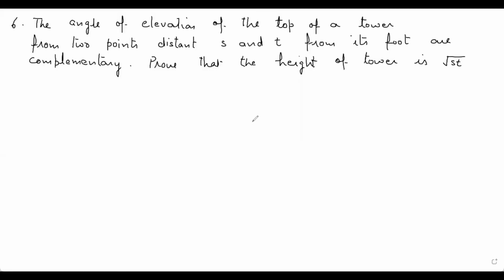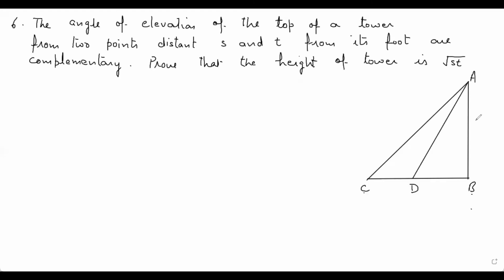Now the sixth question of exercise 8.4 is: the angle of elevation of the top of a tower from 2 points distant S and T from its foot are complementary. Prove that the height of the tower is root ST. So I'm going to make a figure here.